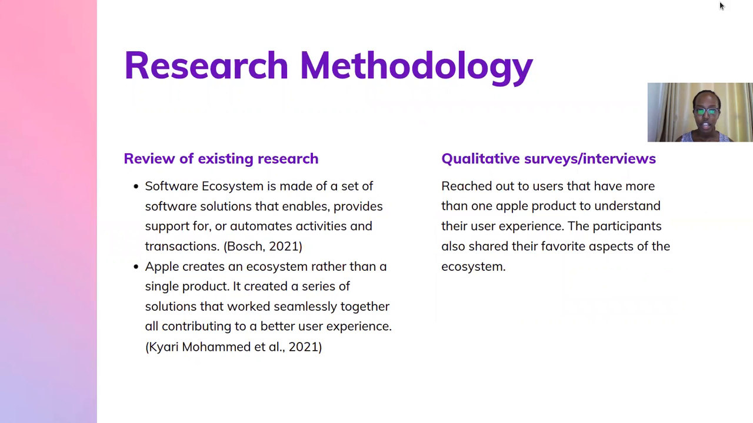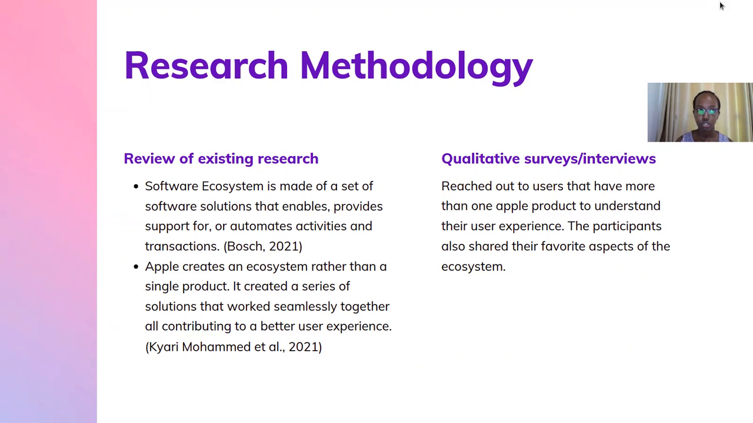The research methods that I used during my research were reviewing existing research and also qualitative surveys and interviews. First, I looked at different papers and research that has been done over the years, but the two that I wanted to highlight are the following. The first one looks at software ecosystems, to be specific, and their benefits. And the second one looks at Apple and the different success factors that it's had over the years. The software operating system and the ecosystem in general is one of the success factors for Apple, not the only one, but one of them.